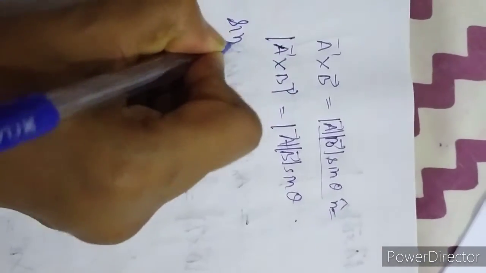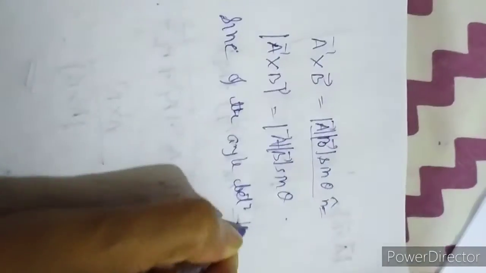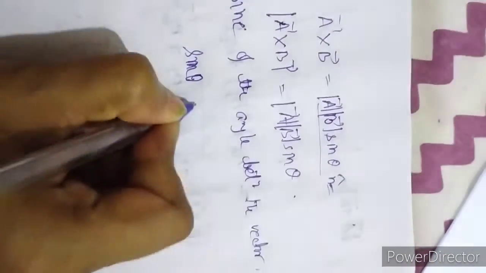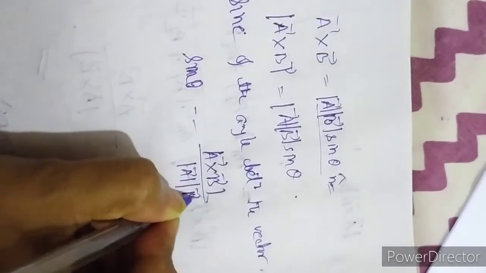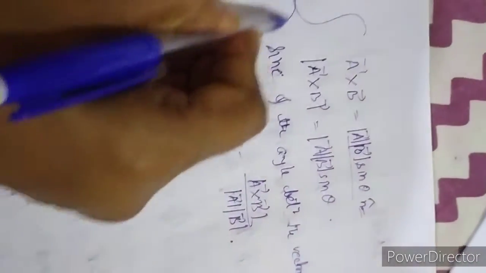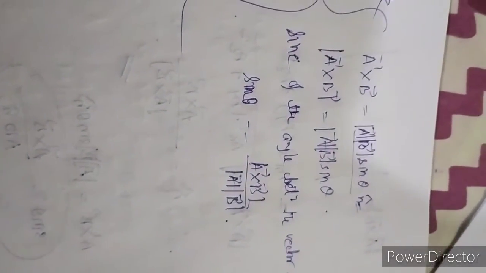Now, from this particular equation, if I ask you to find the sine of the angle between the vectors, what will be the rule? Sine theta is equal to the magnitude of vector A cross B divided by the magnitude of vector A, then the magnitude of vector B. So this will be the answer. If you have to solve such equations, we will be using this concept. This is another concept for finding the sine of the angle between two vectors.